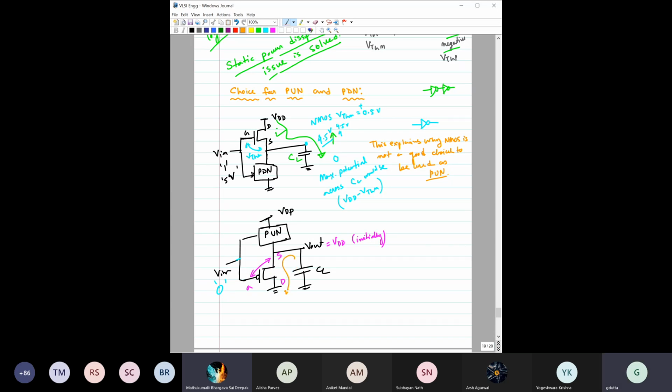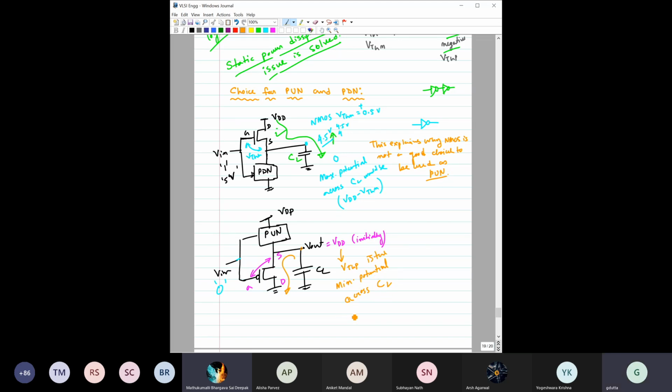It can discharge, right? And the voltage can fall from VDD towards 0. But the minimum voltage here cannot go beyond VTHP. Because once it reaches VTHP, this transistor switches off, right? So this is the minimum potential across CL. This is the minimum potential across CL.